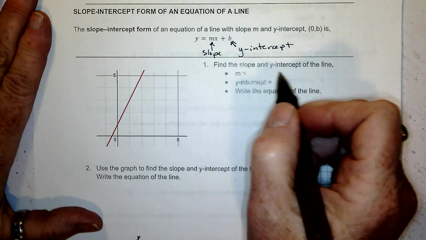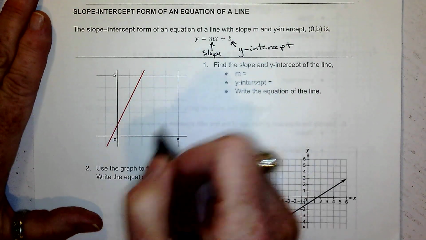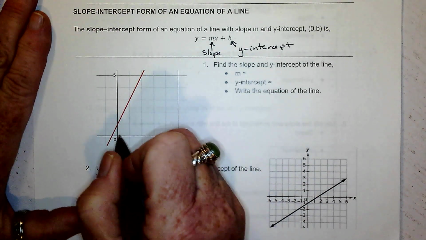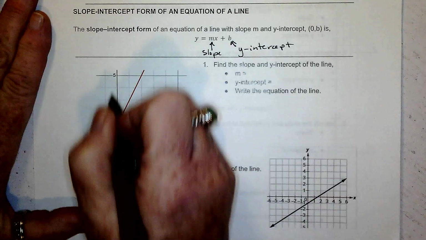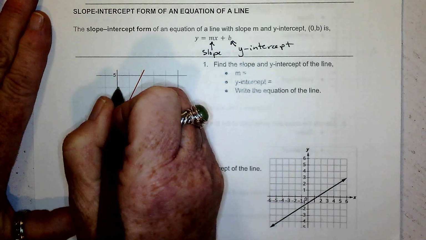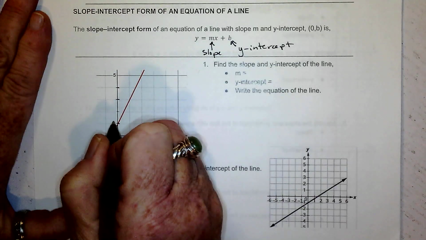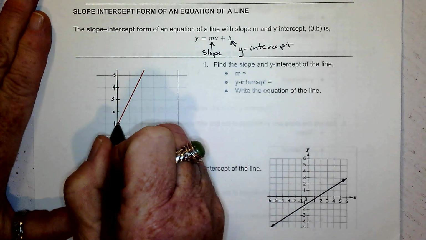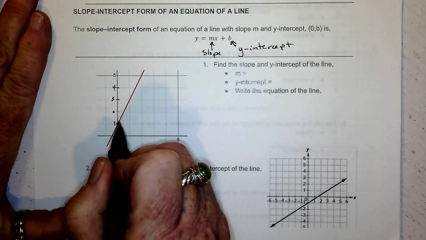To find the slope and y-intercept of the line given. All right, that's the first thing we're going to do. The y-intercept's the easy one. It's where it's crossing. So if we have this is 0, this is 5, that means each one of these little lines is equal to 1. So this one's 1, 2, 3, and 4. So the y-intercept is at 1.